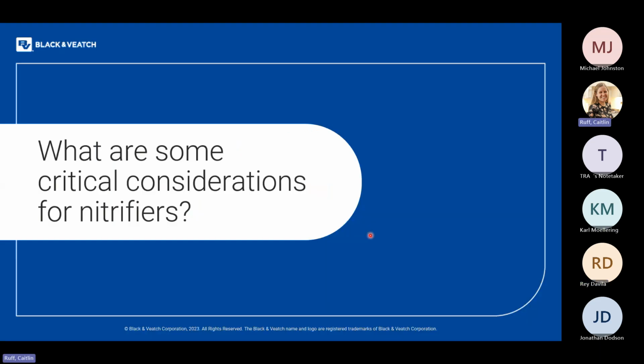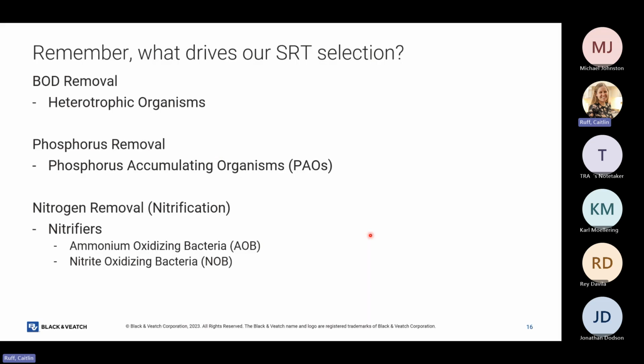Okay, so we'll get into some critical considerations for nitrifiers. We talked a little bit about some of this last time, so I'll repeat it here and build it back into talking about nitrifiers. Back in November, session 2, we discussed SRT and which bacteria drive our SRT selection. So we were discussing treatment goals at each facility.